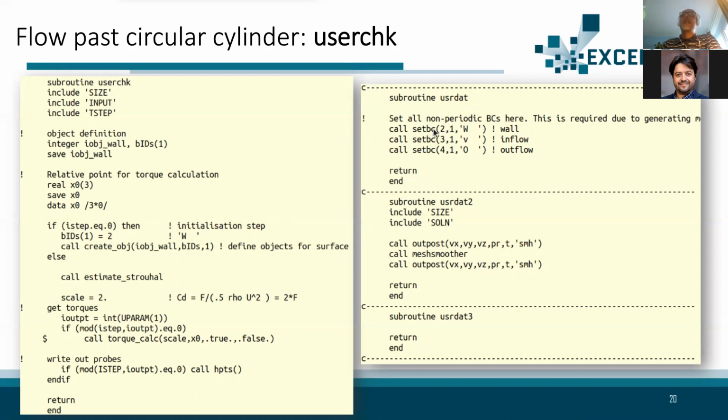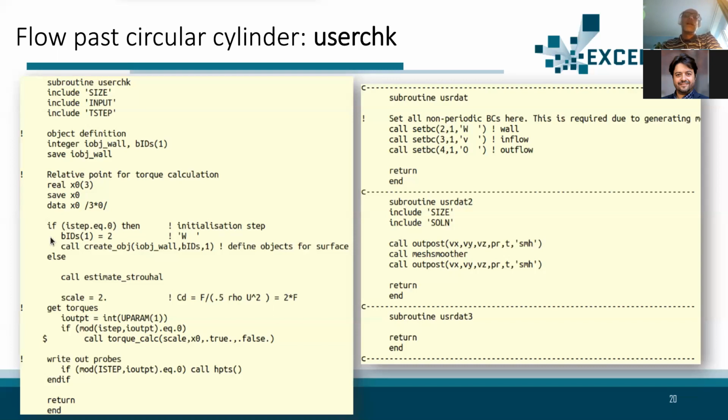Here I'm taking the same boundary conditions, and based on these boundary conditions on this wall, I use a routine called create object to generate inside Nek the information that it has to calculate drag, torque, whatever value it will be, and then integrate over this object and output the torques to my log file.